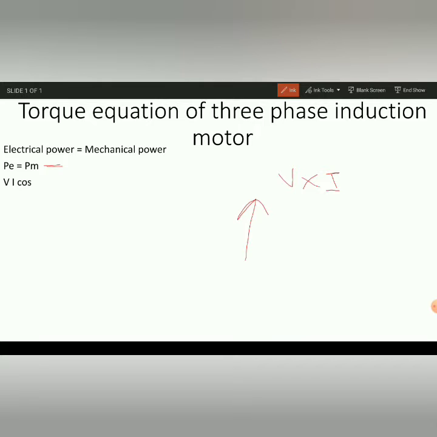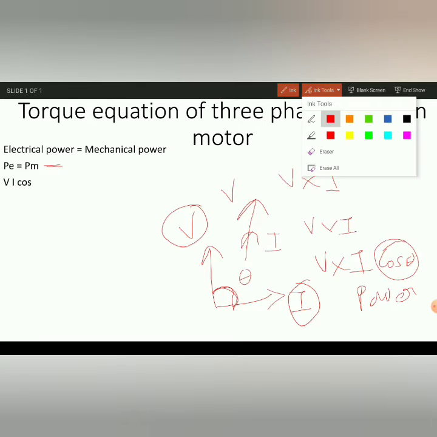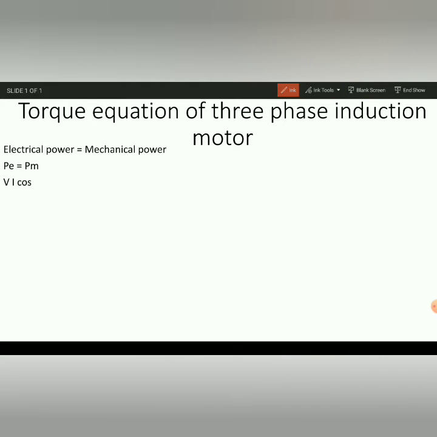Suppose we have a voltage vector and a current vector in the same direction, then the power will be V into I. But if you have a voltage vector here and a current vector here, how do we find out the power? We have to multiply voltage and current, and also consider the cosine of the angle, that is cos theta. This is called the power factor. So VI cos theta is the formula for electrical power.